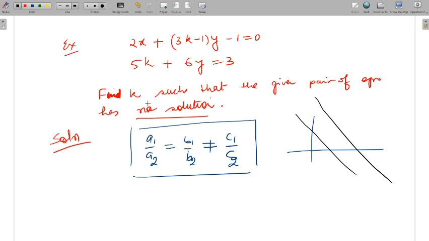So see, a1 is 2. a2 is 5. This should be equal to b1 upon b2. b1 is 3k minus 1.